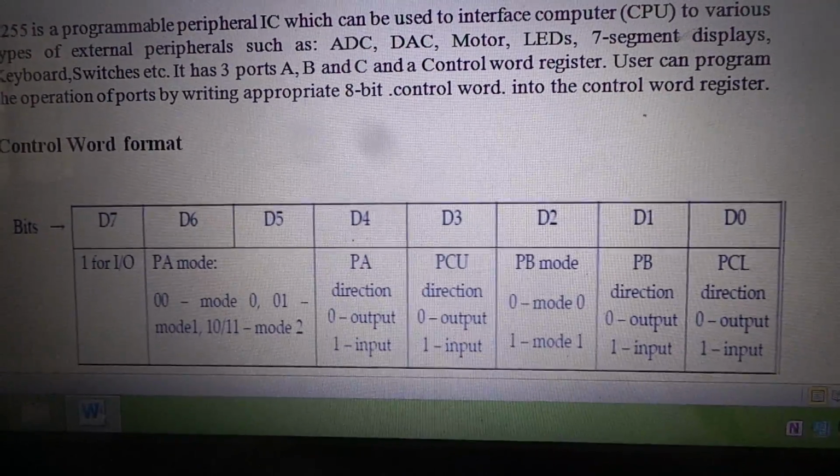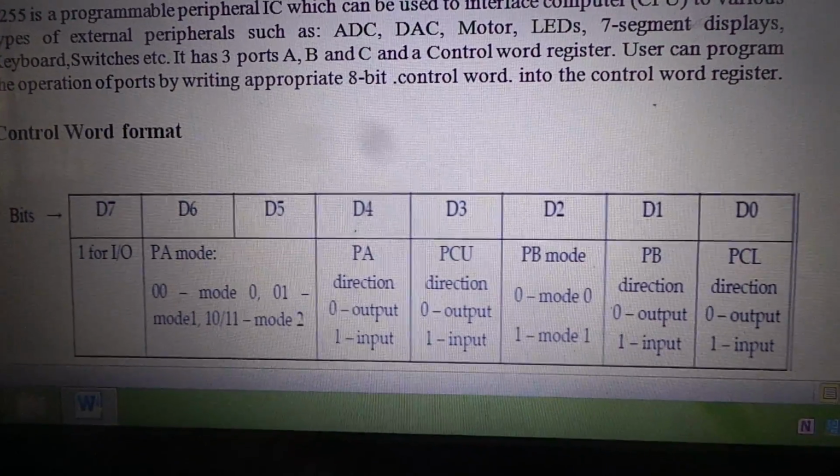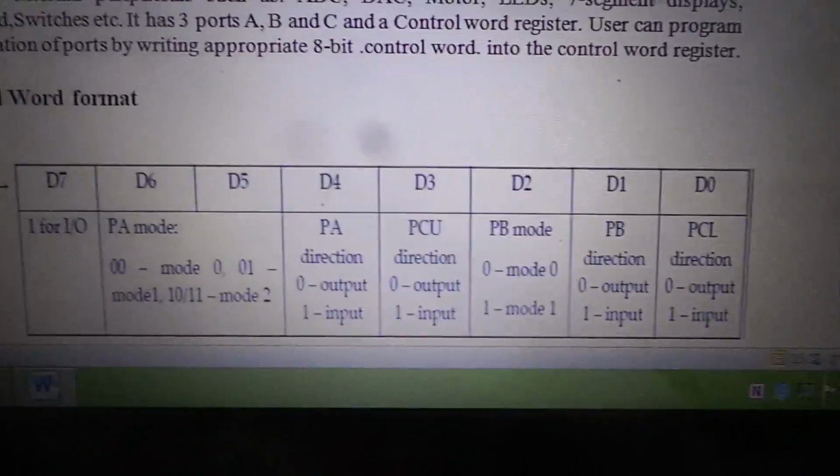What you are seeing right now in the video is the format of how the control word looks for the 8255 operating in I/O mode with mode 0.